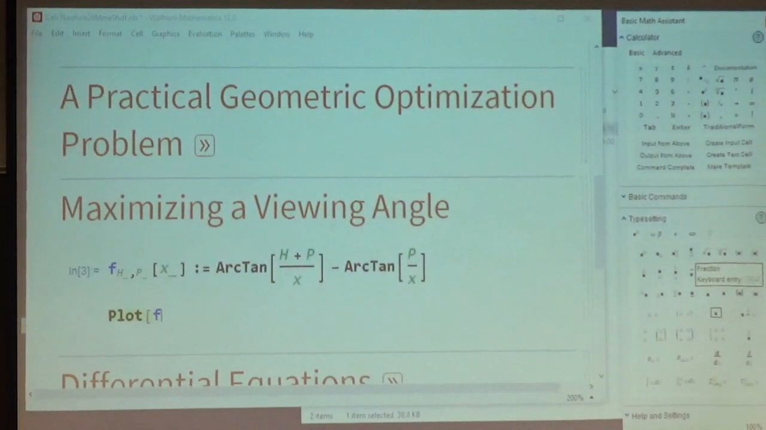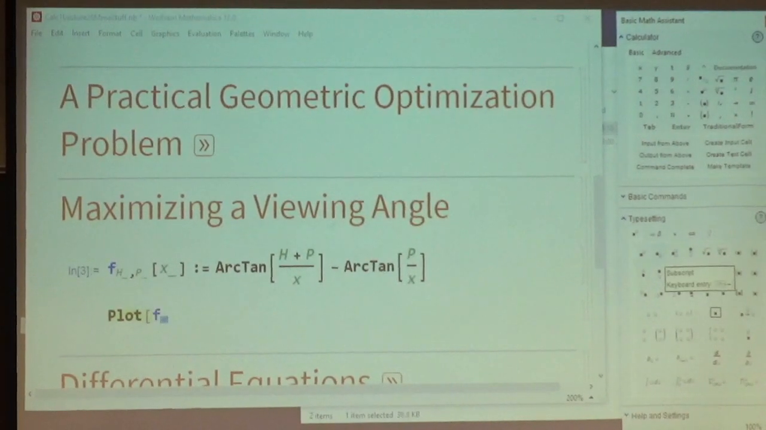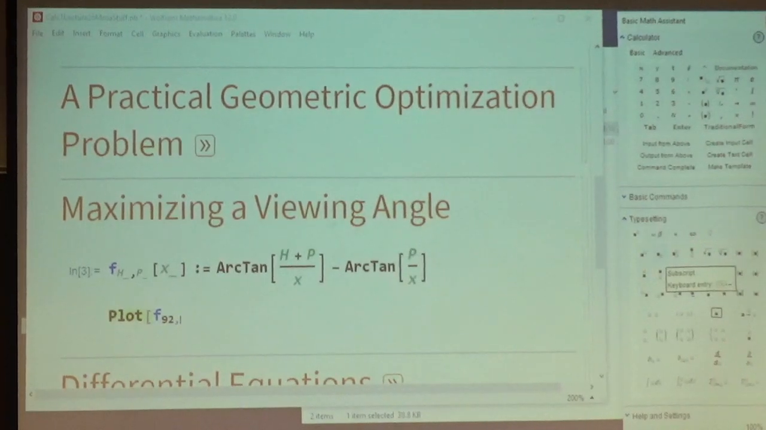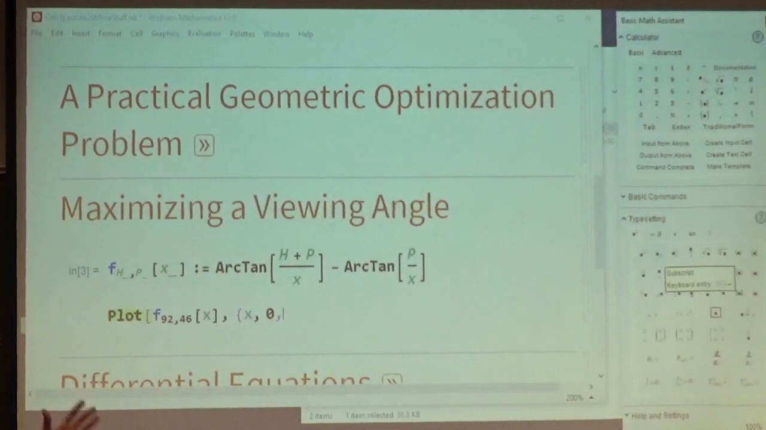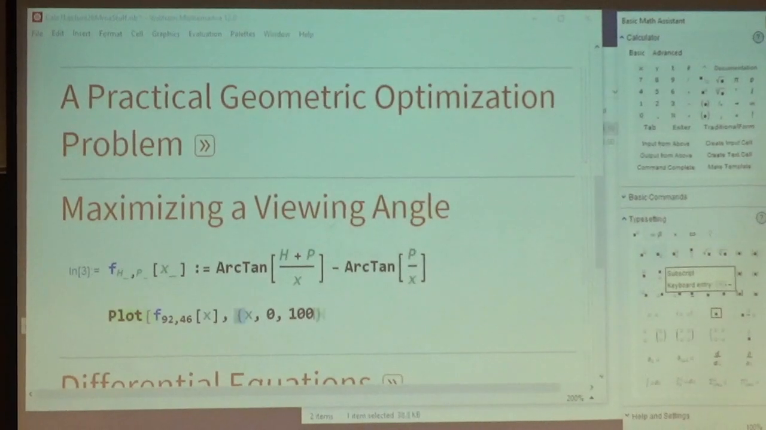I could use the second derivative test. But let's go ahead and plug in the height of 92 for the statue and 46 for the pedestal, and graph this as a function of x. X is a distance, and when I did the calculation it was maximized when x was around 70-something. So let's let x go to at least 80, maybe 100 here.